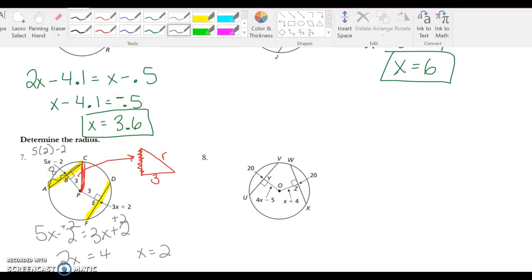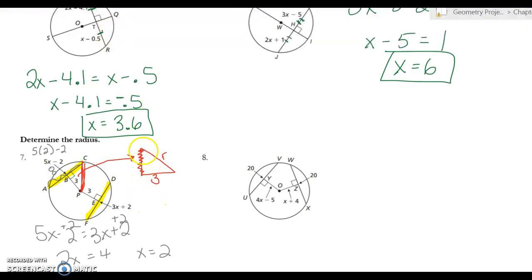But I don't need that whole thing. If you notice, I colored just this. I need this piece. Well, that's this piece here. What is that piece? Well, if the whole thing is 8, then that top piece is just 4, because remember, it's bisected. So now I can do Pythagorean Theorem. 3 squared plus 4 squared equals r squared. And now I'm going to solve. So 9 plus 16 is r squared. So r squared is 25. If I take the square root of both of those, r is 5.